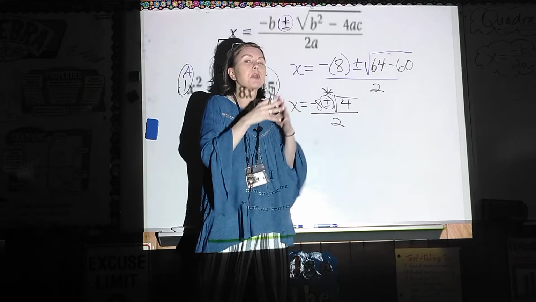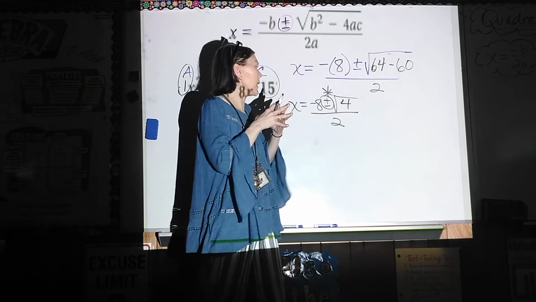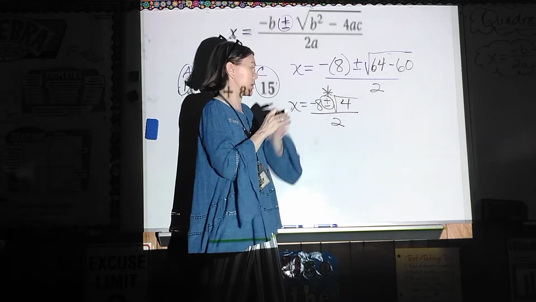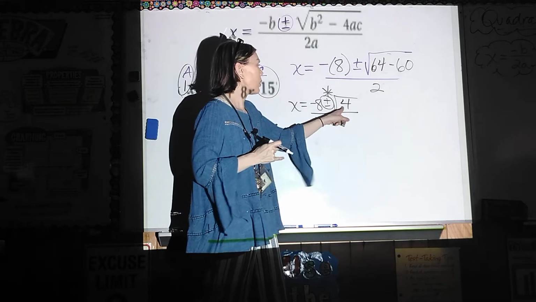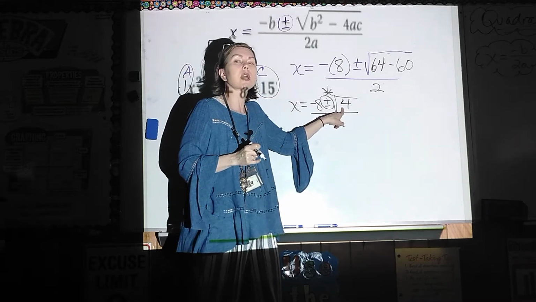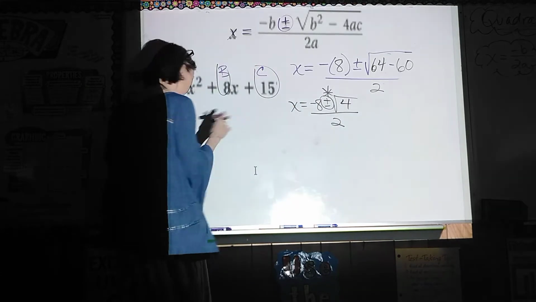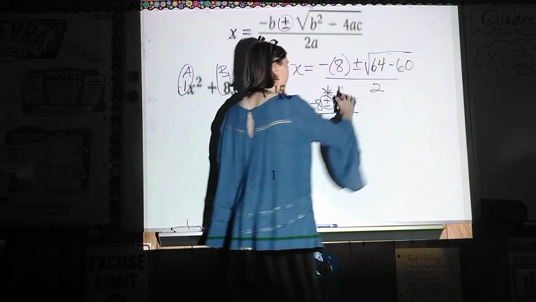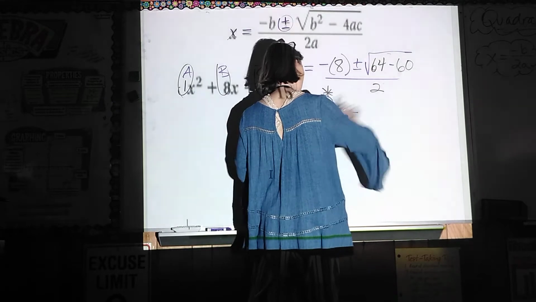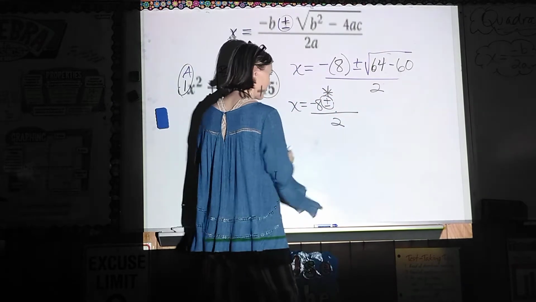Okay, that plus or minus means we need to do this twice. By the way, what is the square root of 4? What times what gives me 4? 2. So let's just, carpe diem, and do that right now. Okay, here we go. 2.